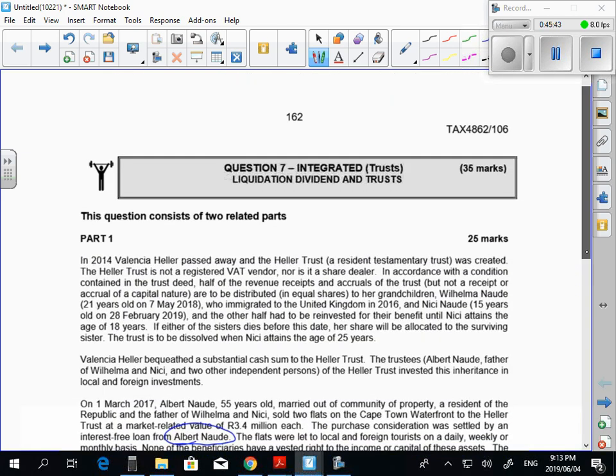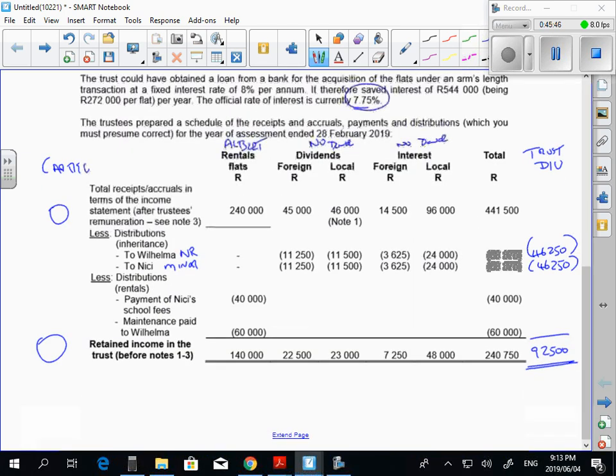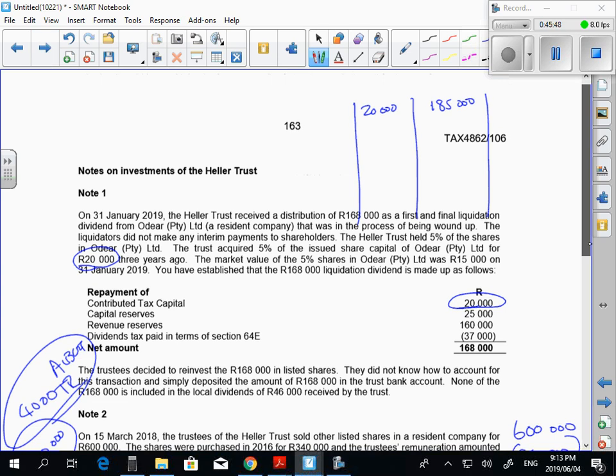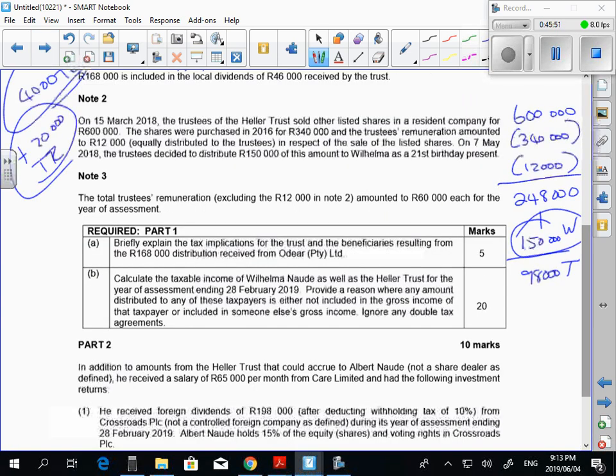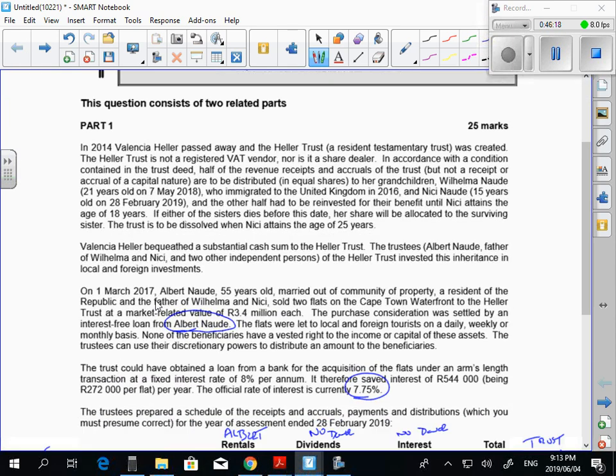Just have a look. Wilhelmina, what is she? She's a non-resident. So guys, what's the rule if you distribute capital gains to a non-resident? There's an anti-avoidance section in the Act which says that if you give capital gains to a non-resident in a trust, the trust pays tax on it. So if you ever see a non-resident being given a capital gain, the trust gets taxed on it. Are you guys comfortable with that? So the trust is going to be taxed on the 150 plus the 98. And then it's just a process of going through the table, guys.